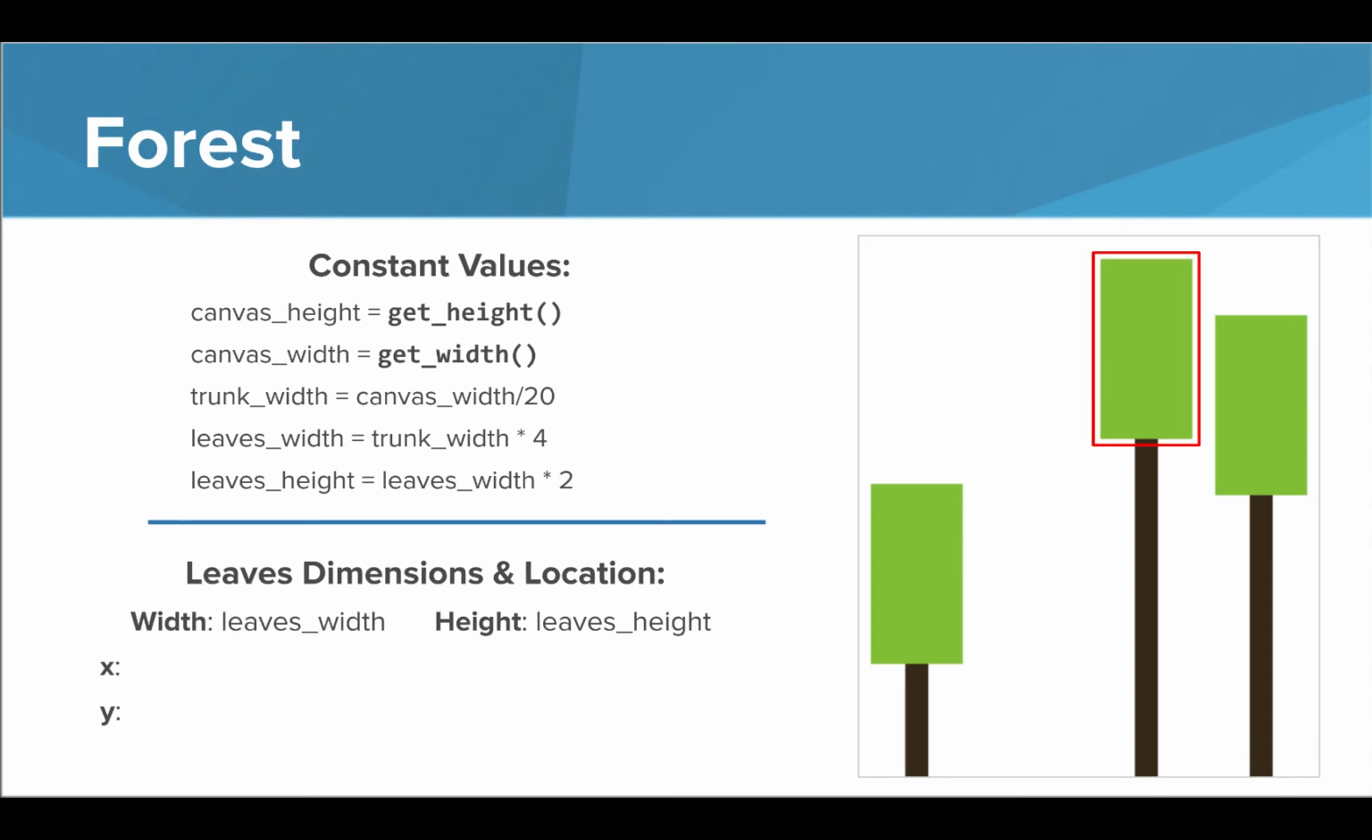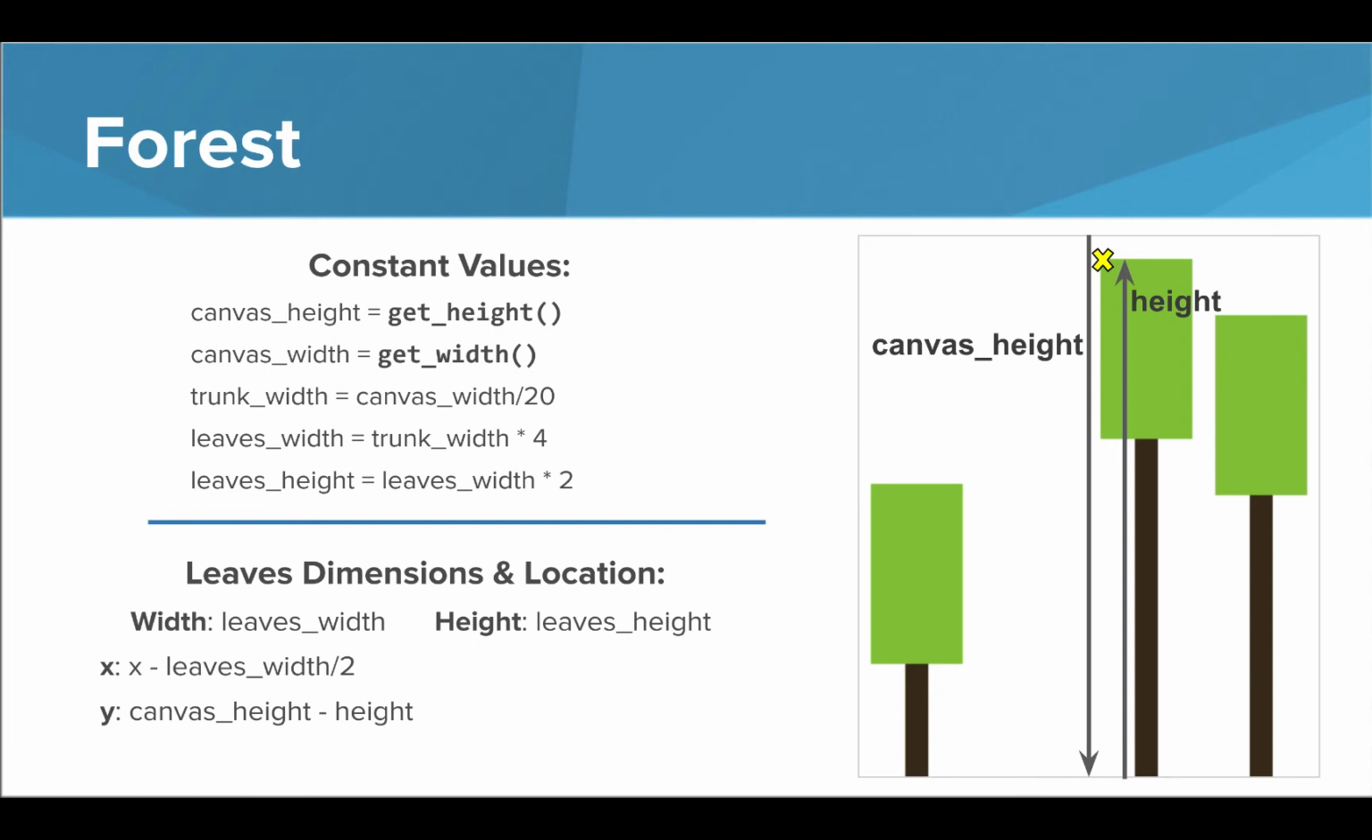Now let's determine the dimensions and location of the tree leaf sections. We'll look at the middle tree as our example. Finding the width and height is easy because they are already given to us as variables. We find the x location the same way we did for the tree trunk, but this time we'll subtract half of the leaves width variable from the x location given by the function. And to find the y location of the leaves, we just have to subtract the height value given from the function from the canvas height.